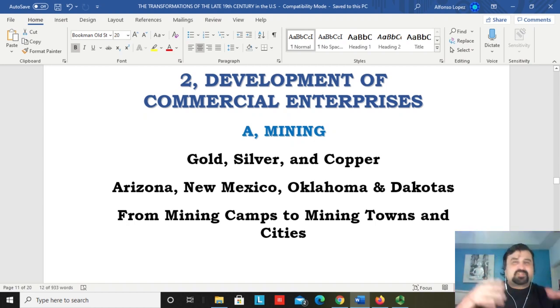There's going to be gold, silver, and copper mines in regions such as Arizona, New Mexico, Oklahoma, and the Dakotas, in those territories. We're going to see that as a result of those metals, that mineral wealth being discovered, we're going to see the development of what is called a mining camp. And people are moving engineers, moving workers there to start mining, for example, copper or silver or gold.